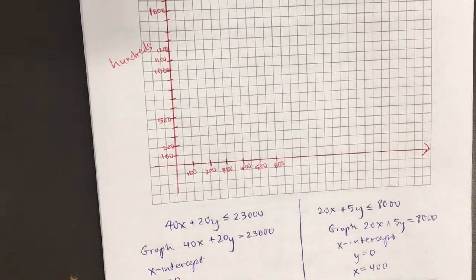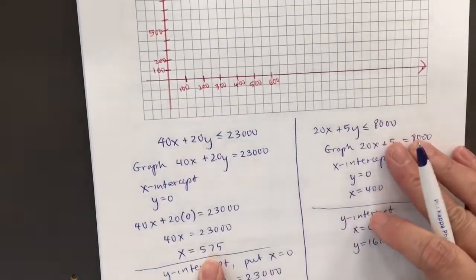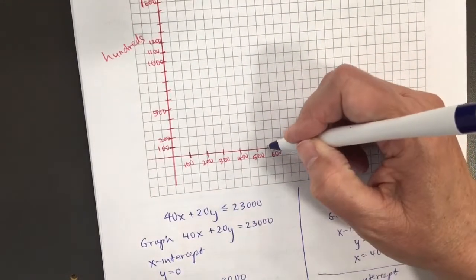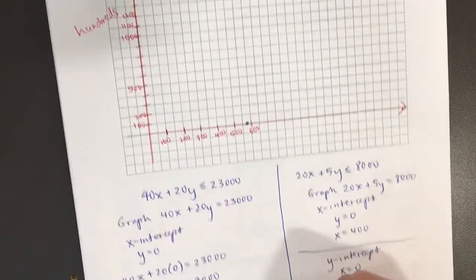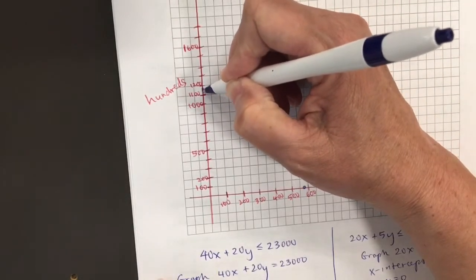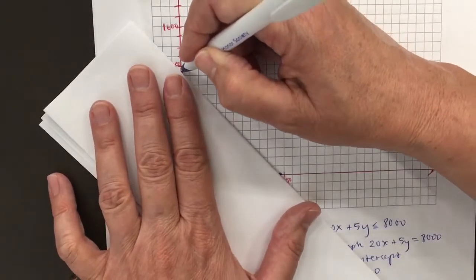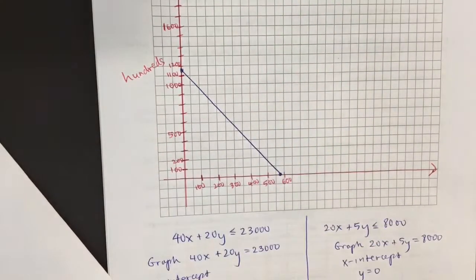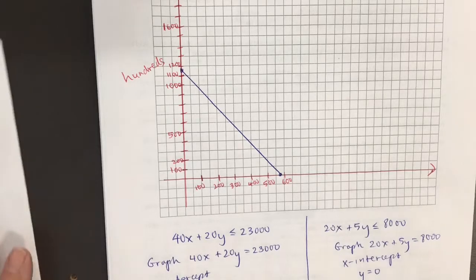For the line on weight, I have x-intercept 575, y-intercept 1,150. 575, take your best guess there. y-intercept 1,150, in between 1,100 and 1,200. Connect those with a line. We'll shade below, but I'm going to hold off on the shading till I have the whole thing.